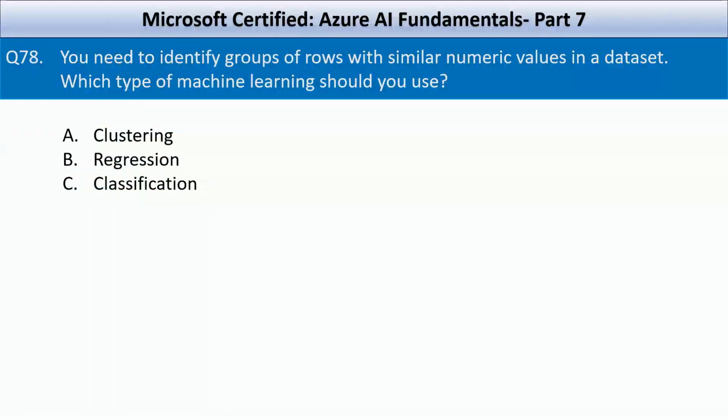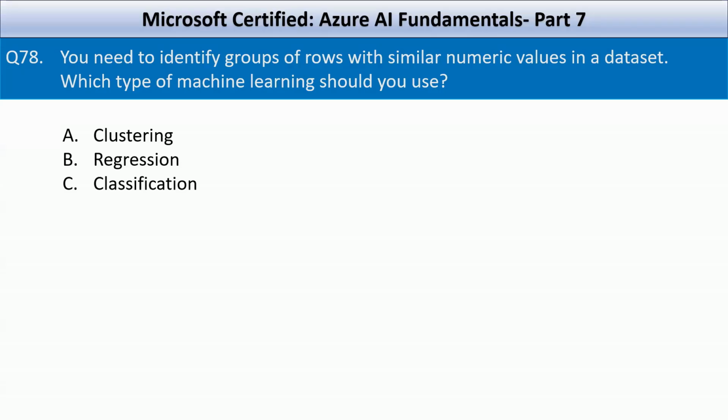Folks, we are starting with question number 78 in this part of our Microsoft Certified Azure AI Fundamentals Ultimate course. You need to identify groups of rows with similar numeric values in a dataset. Which type of machine learning should you use? Your options are clustering, regression, classification.